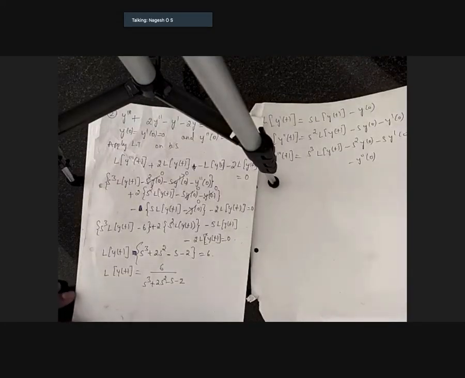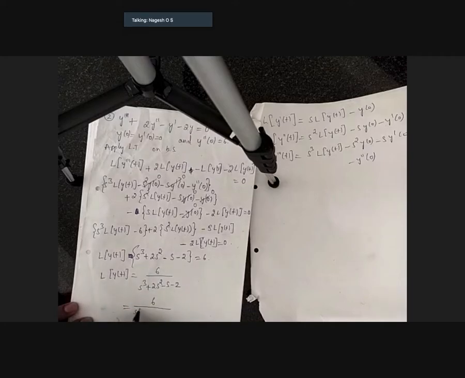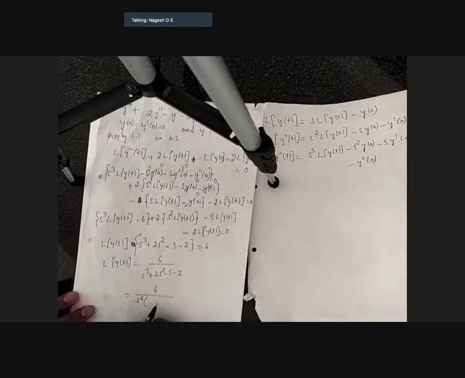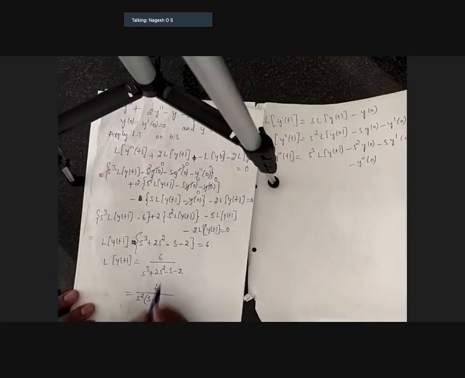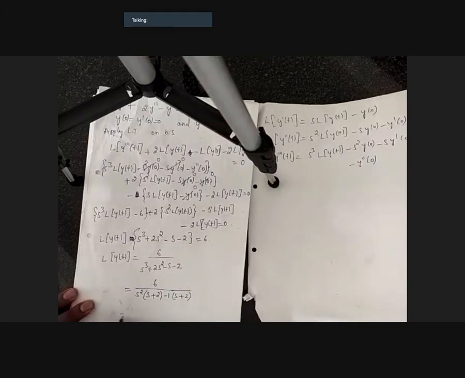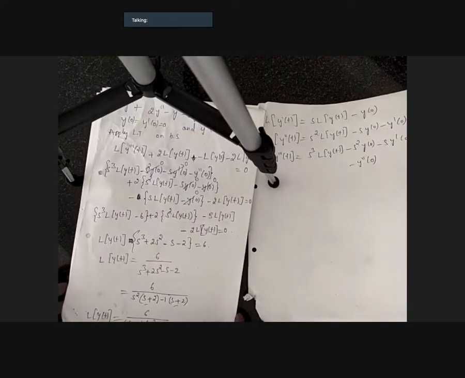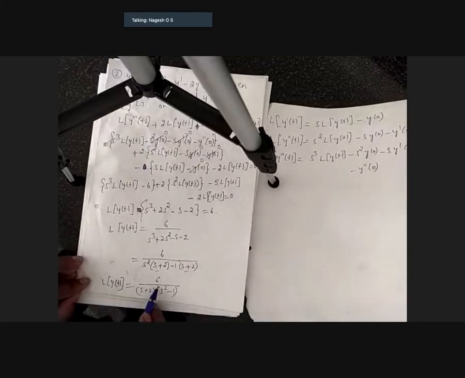Now factorize this. How to factorize this? Take s square common in the first two terms. What will be left? S plus 2 will be left. Minus 1, take minus 1 common. If you take minus 1 common, here also s plus 2. Again from these two, take s plus 2 common. S plus 2 into s square minus 1. Laplace transform of y of t is 6 divided by s plus 2 into s square minus 1.